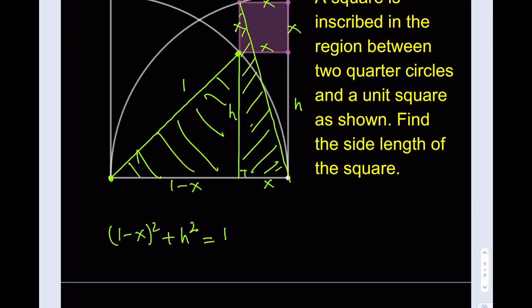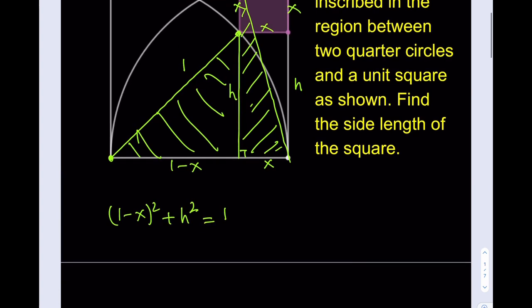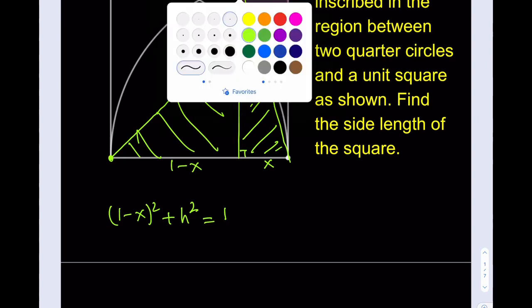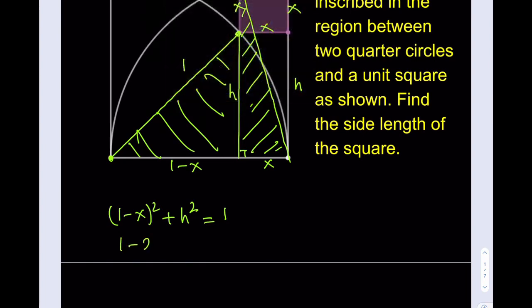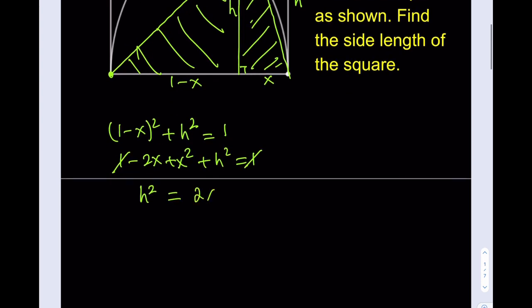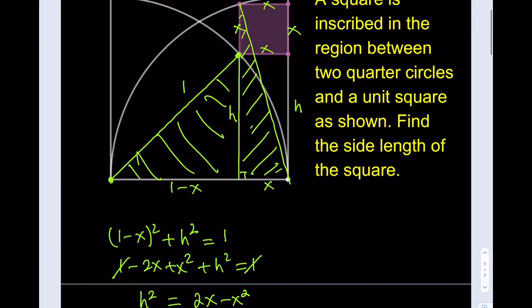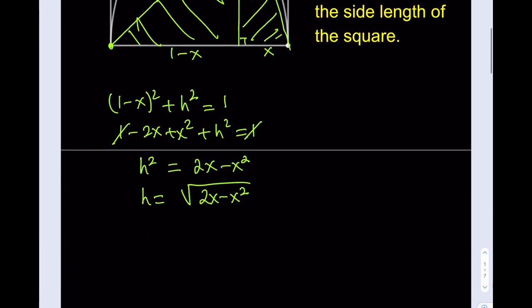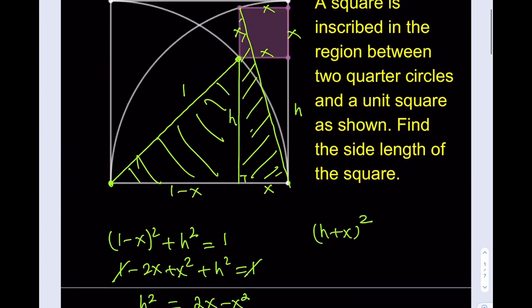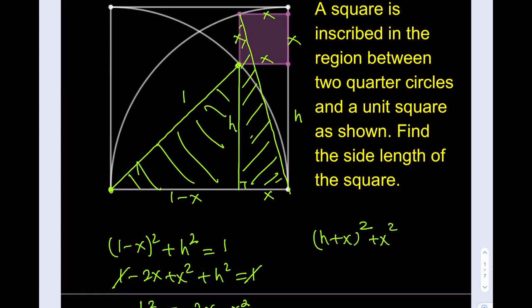Okay, so what I'm going to do for this one is basically simplify this. Let me go ahead and do this. So it's going to be 1 minus 2x plus x squared plus h squared is equal to 1. 1 cancels out. And then we can go ahead and isolate h squared here. As you know, it's going to look like 2x minus x squared. And if I square root both sides, I'm going to be getting this one. Awesome. Let me go ahead and write down the second equation. H plus x, we have h plus x squared, right? Plus x squared, which is the base, obviously. And the hypotenuse, again, is 1.